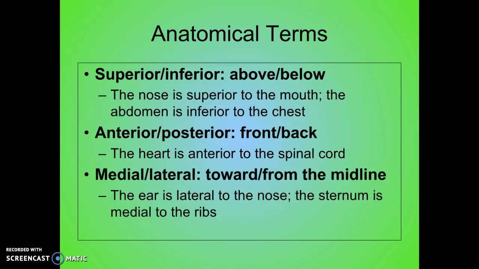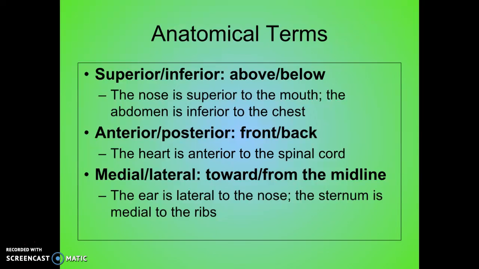The abdomen, so put your hand on your abdomen and then slide it up to the chest. The abdomen is inferior or below the chest. As far as anterior and posterior, that means front and back. So in us, that would be our face side versus our back side. The heart is anterior or more towards the front than the spinal cord.